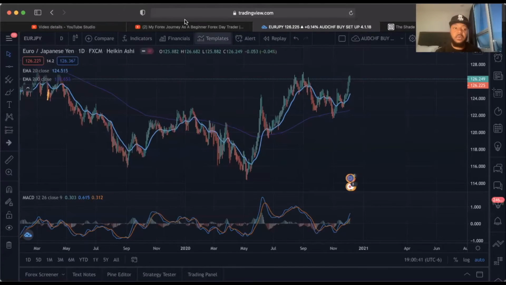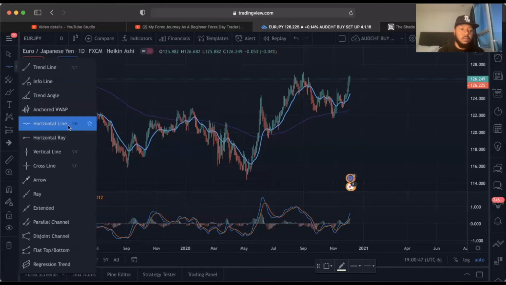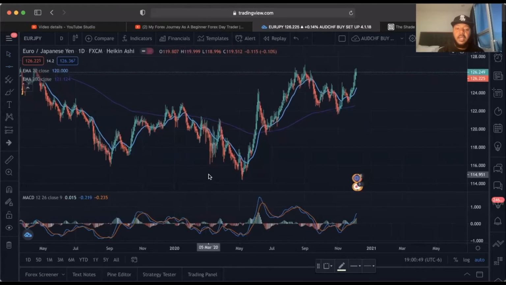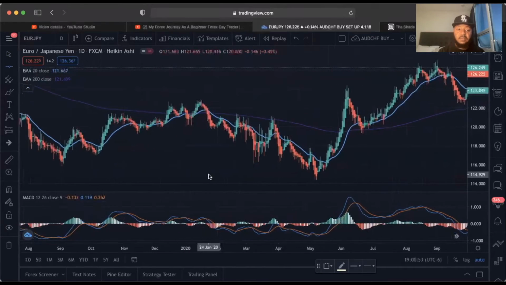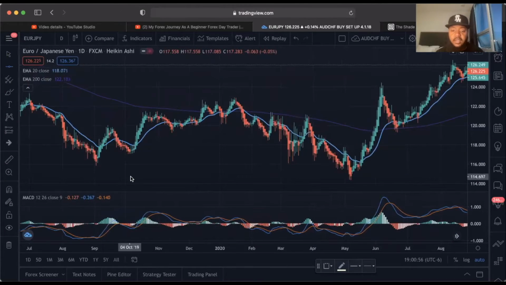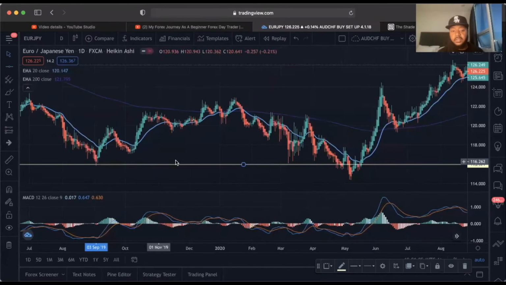So for example, first thing we want to do is grab our horizontal line tool here. And then we're just going to look for a place where price respects, price touches and rejects, bounces in that area, something like that. But just a place where price continuously touches an area. So like for instance right here.